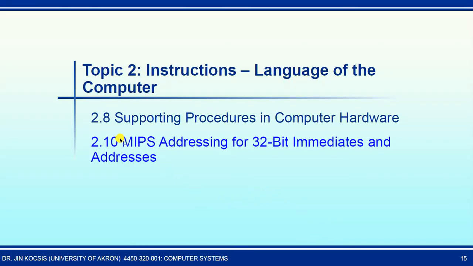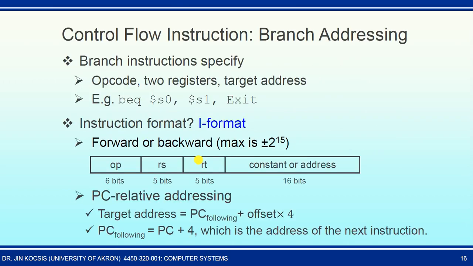Now we just continue with the next section, 2.10, addressing. This part we already talked about in the last class. I just want to mention again the branch on equal. One important section in branch on equal assembly language is the label of the instruction we want to branch to if the condition of the branch is satisfied.